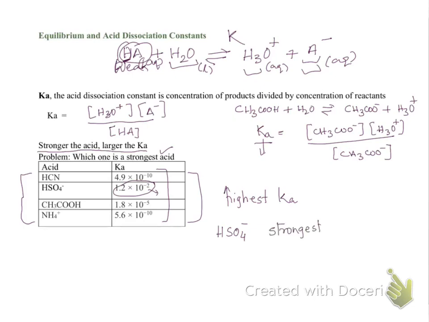Strong, weak, these all are relative terms. Compared to what? Now in this, compared to these three acids, HSO4 is the strongest one. But if you're going to compare it with other strong acids like HCl, HBr, HI, it is going to be weaker. So again, it's a relative term, so comparing with what?